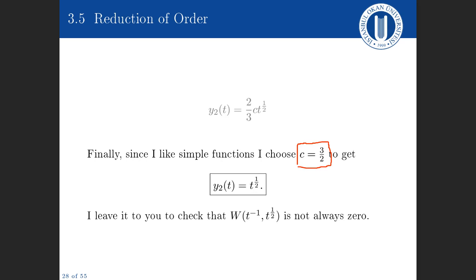I'll leave it for you to check that t to the power minus 1 and t to the power of a half are linearly independent. In other words, I leave it for you to calculate the Wronskian of these two functions and to show that this is not always equal to 0.